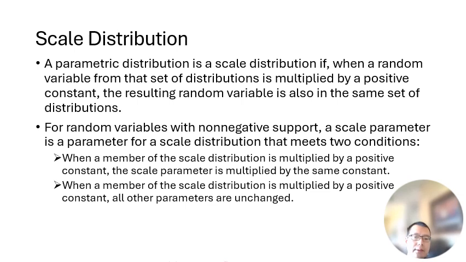So in this case, there are two conditions. The scale parameter will be multiplied by the same constant when the random variable is multiplied by the positive constant. But all the other parameters should remain unchanged.